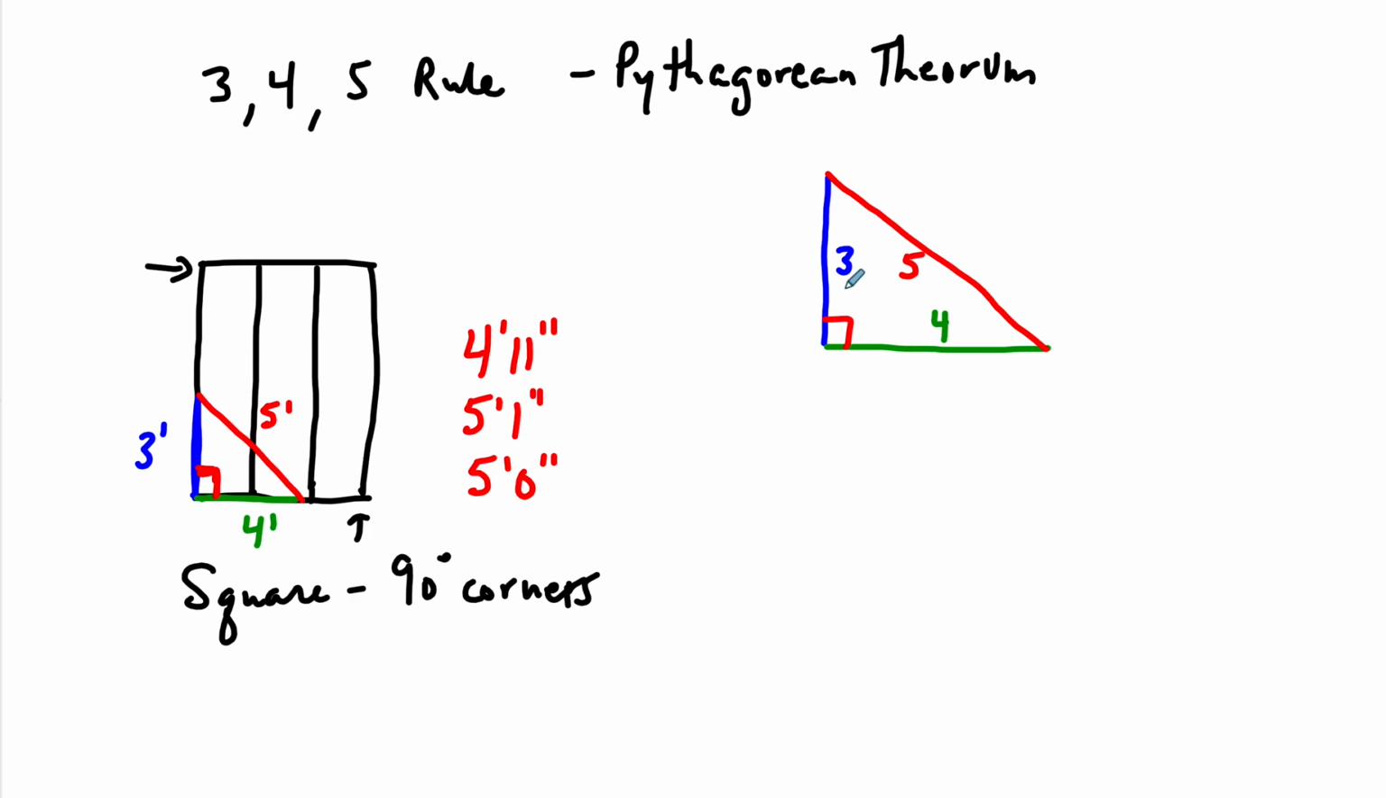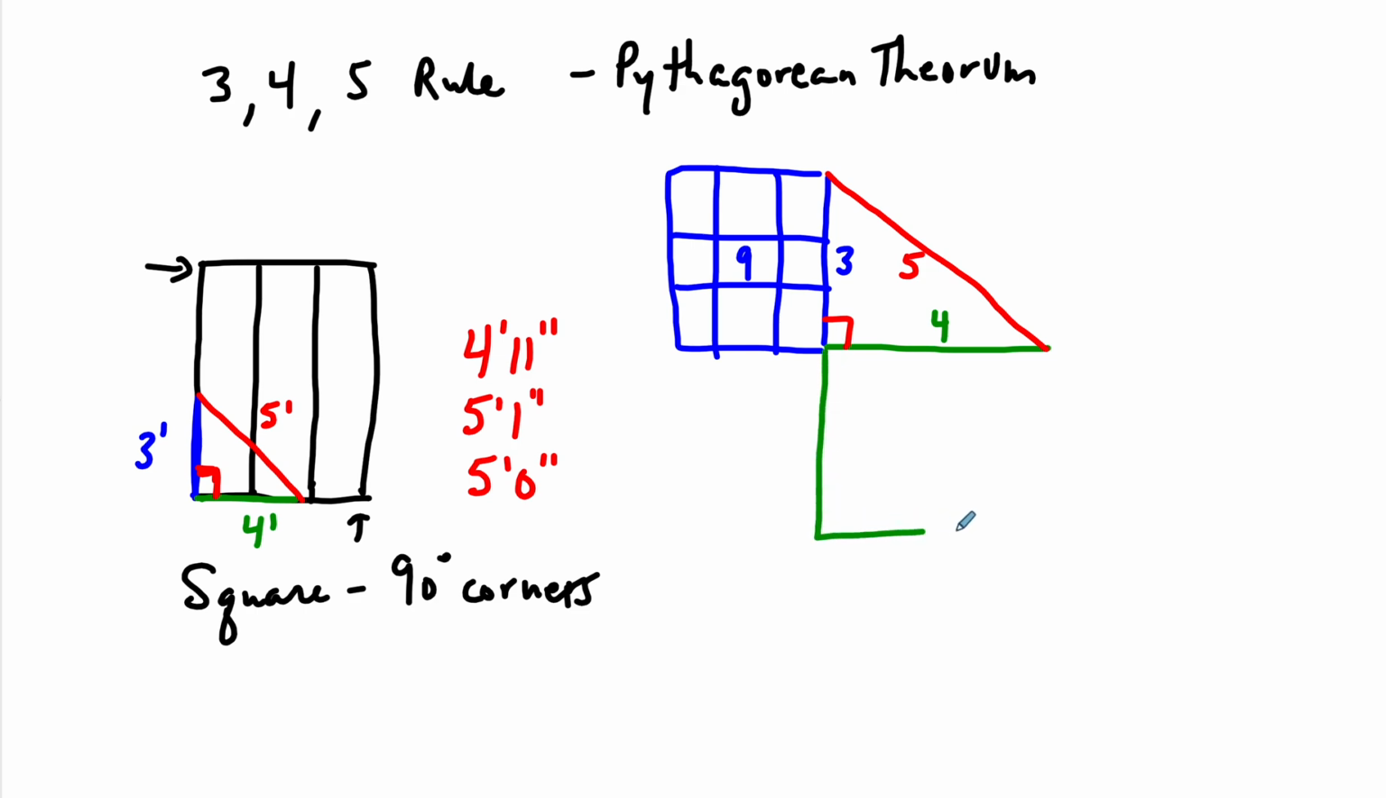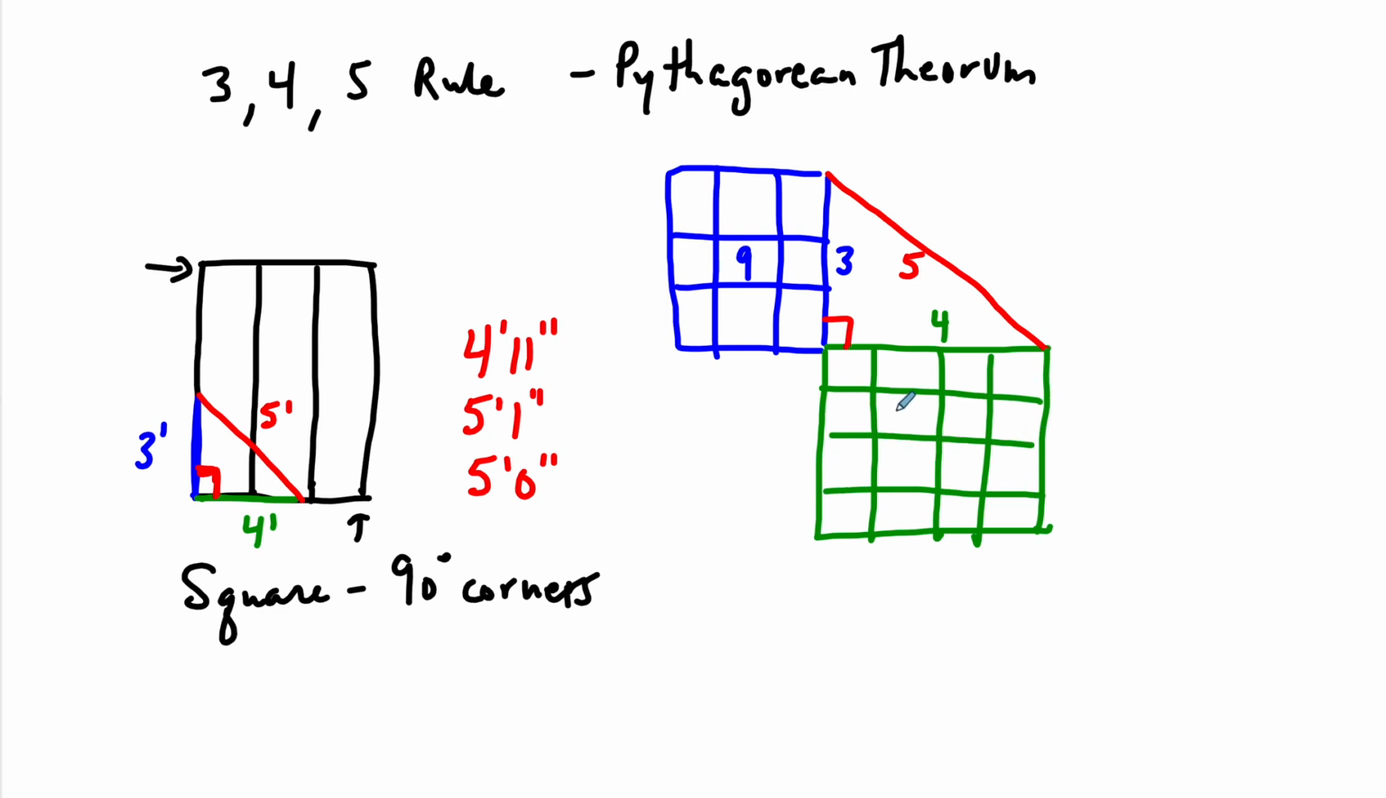If we take this first side of a right angle triangle, the 3, and we square it, we know that 3 squared is 9. But I'm actually going to draw it out for you. So here is a square that is 3 long and 3 wide, and we can see that it has an area of 9. If we do the same for the side with 4, so this is 4 long and 4 wide, so it's a 4 by 4 square. We know that it has 16 squares in it.